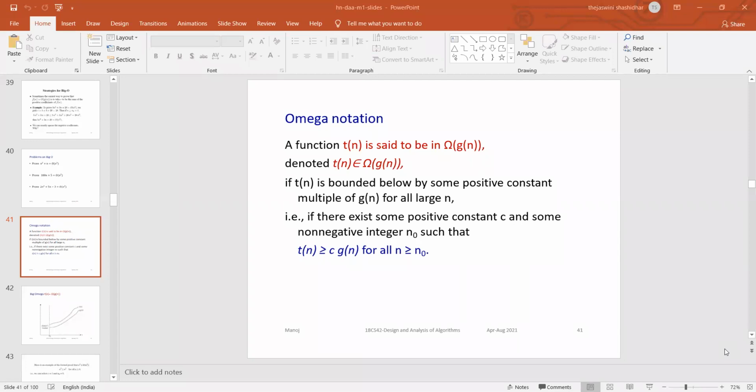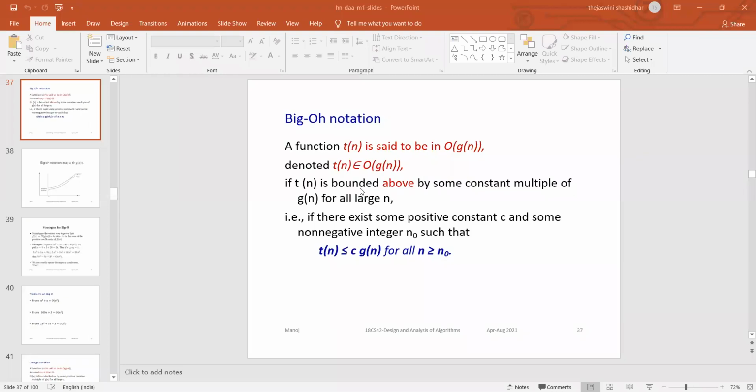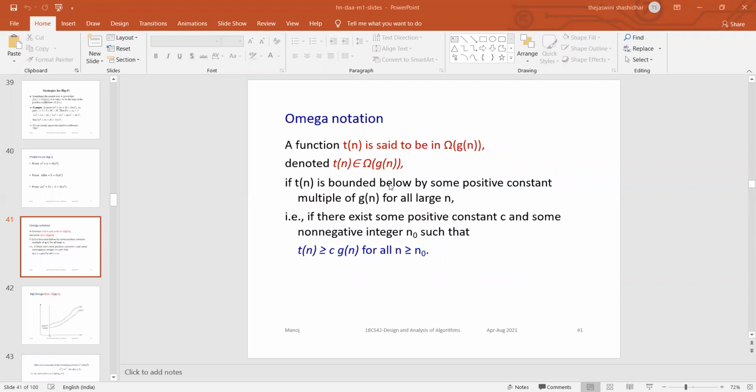Now you come for the next slide. Here the second notation is omega notation. Same thing. So two functions you will be taking, T of n and the other one is G of n, denoted as T of n belongs to omega G of n. If T of n is bounded below, so keep this one in your mind. If T of n is bounded above, it is big O. If T of n is bounded below by some constant for large n, so that is we take it as T of n is greater than or equal to C into G of n.